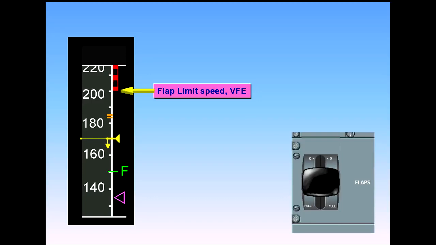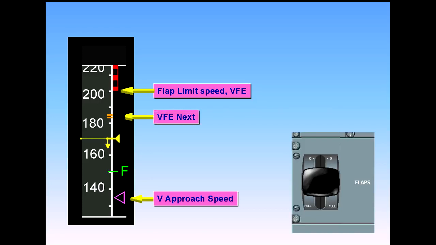Notice that the approach speed target, V approach, has now appeared as a magenta triangle. The aircraft will continue decelerating toward F speed. By reducing toward F speed, the aircraft will be below the VFE for the next flap setting. Flap 3 can now be set. Click on the flap lever.